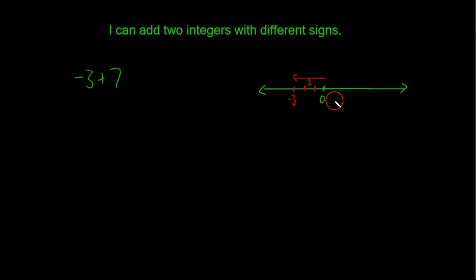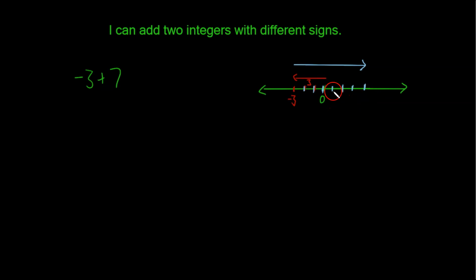Now we are adding 7 to it. So let's move 7 to the right. So now we're going to move 1, 2, 3, 4, 5, 6, and 7. And our question is, where do we end up? Let's draw our arrow here.